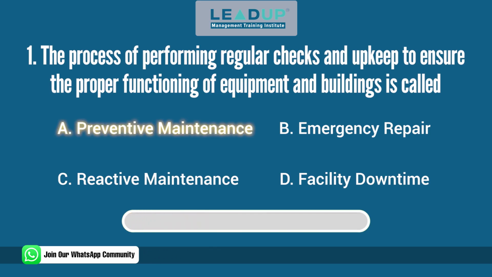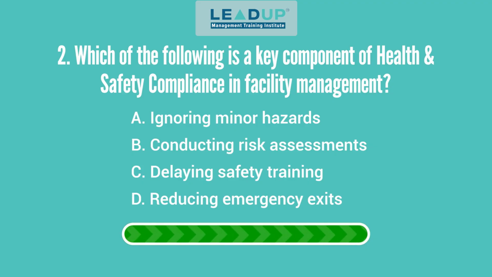Answer: preventive maintenance. Question 2. Which of the following is a key component of health and safety compliance in facility management? A. Ignoring minor hazards, B. Conducting risk assessments, C. Delaying safety training, and D. Reducing emergency exits.